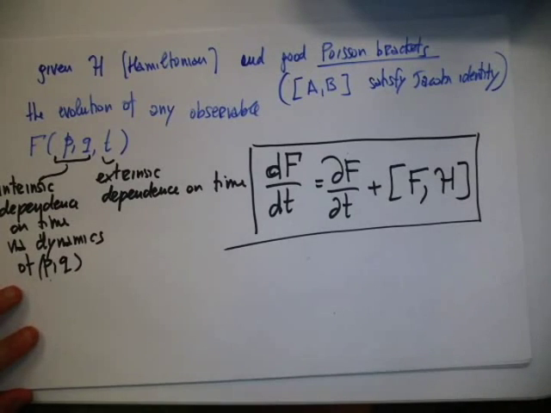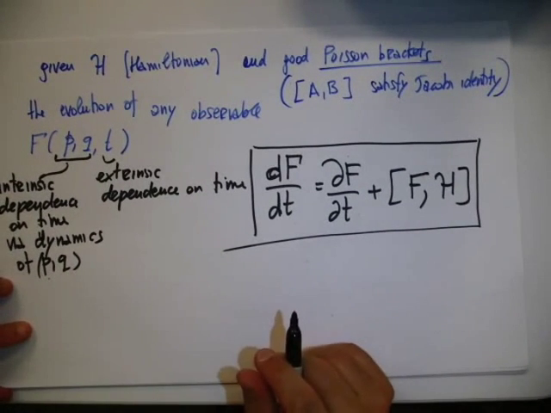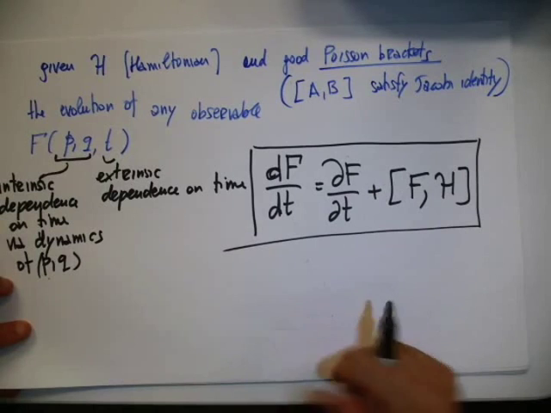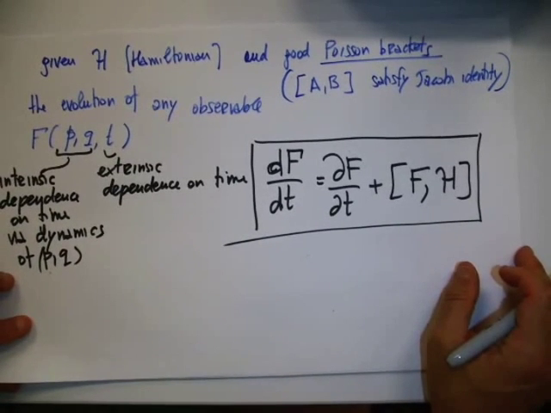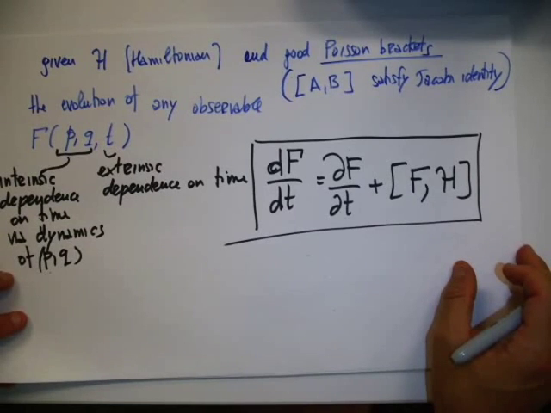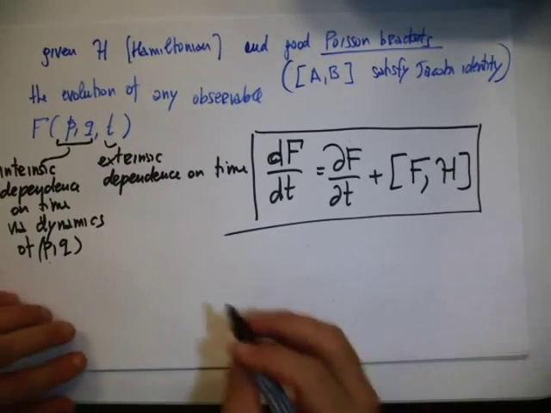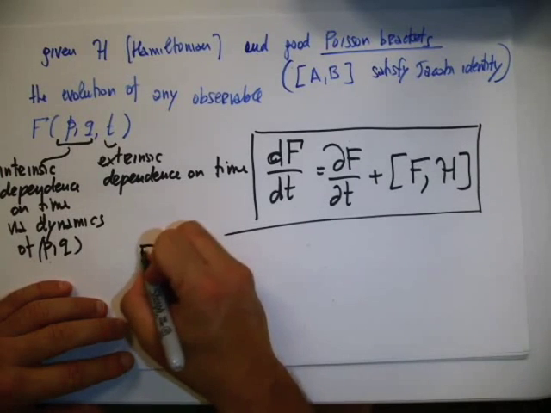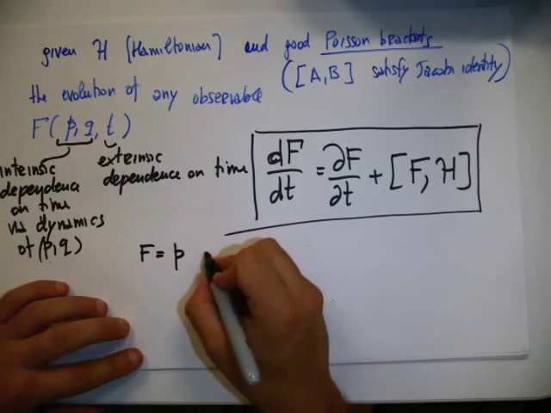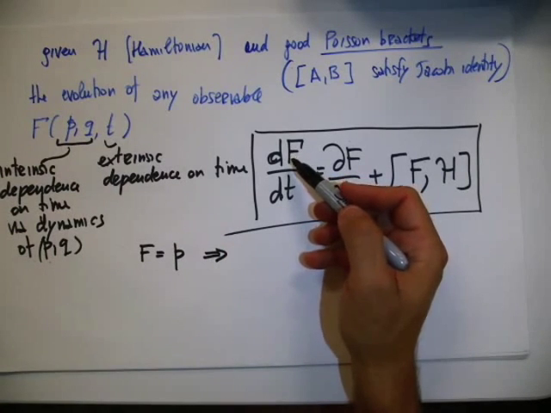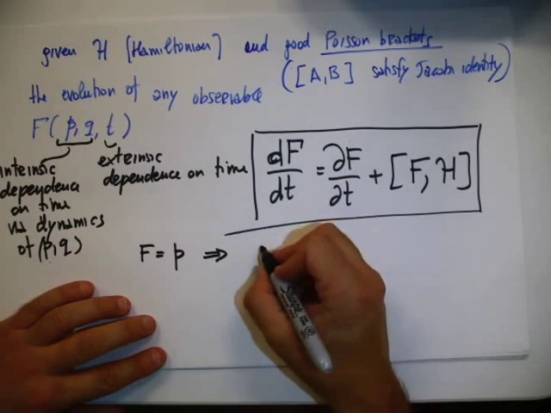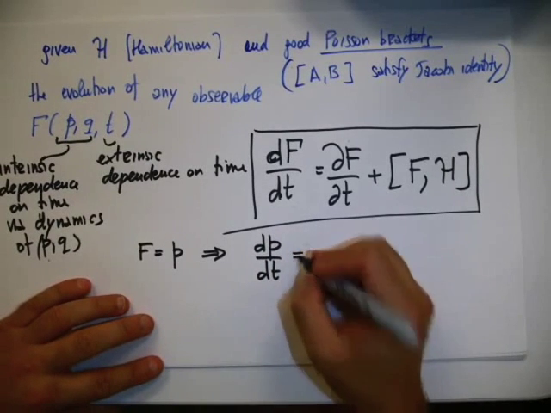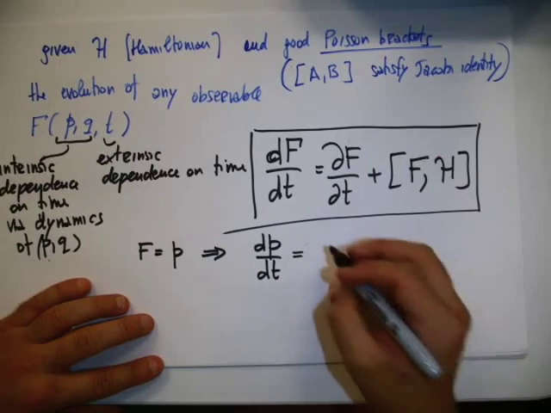Once you do that, you will have a Hamiltonian formulation of your equations, and from this evolution of a generic observable, we can even derive the original Hamiltonian equations for P and Q. Indeed, to do that, you can set f equal P, and at this point, this relation is going to give me simply dP dt equal this partial derivative, there is nothing.